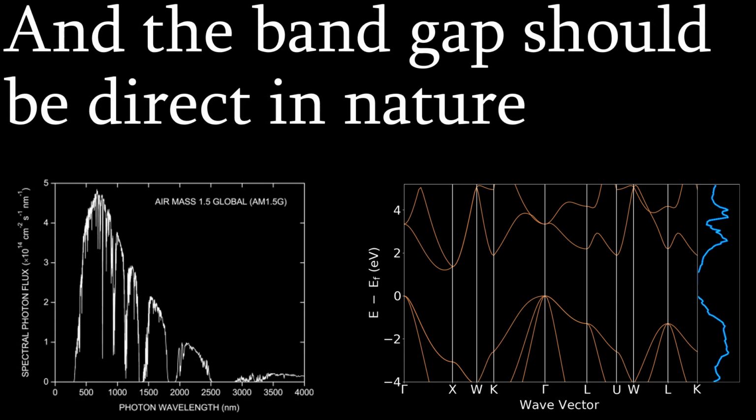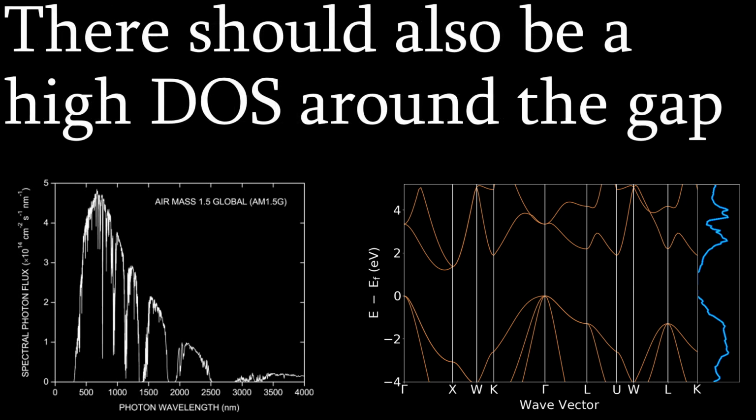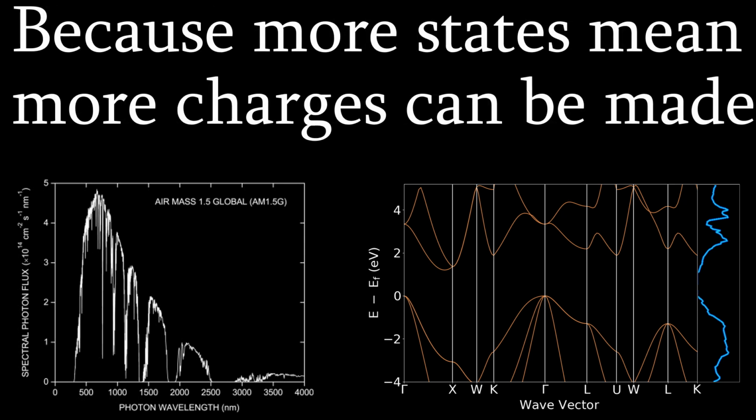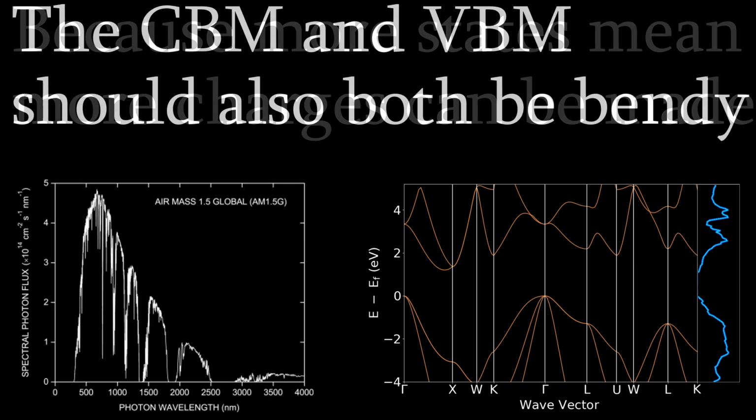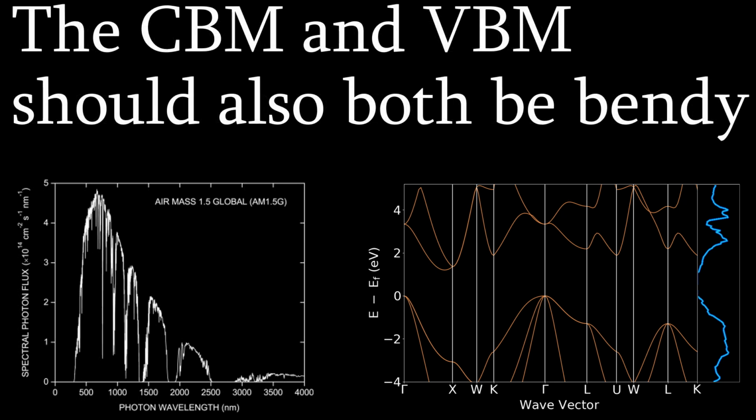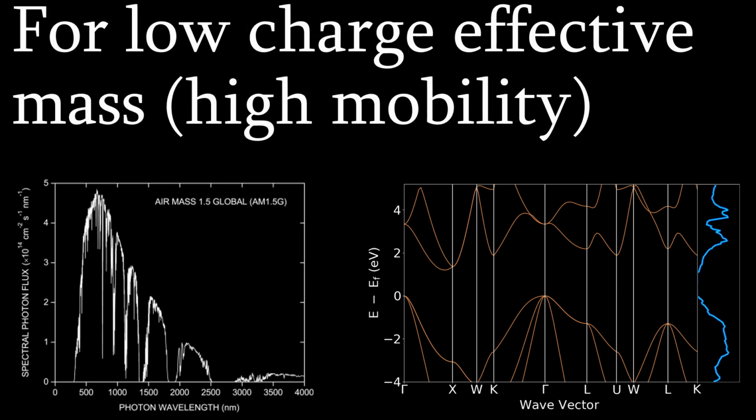And the band gap should be direct in nature. There should also be a high density of states around the gap, because more states mean more charges can be made across it. Conduction band minimum and the valence band maximum should also both be bendy, for low charge effective mass, which corresponds to high mobility.